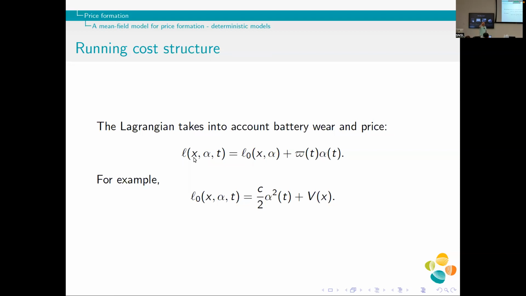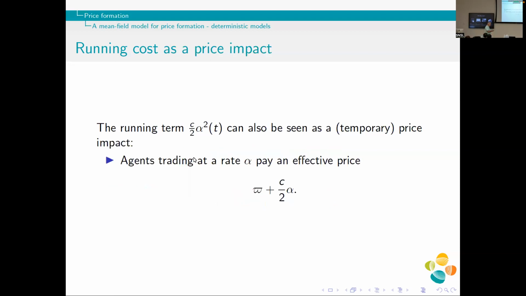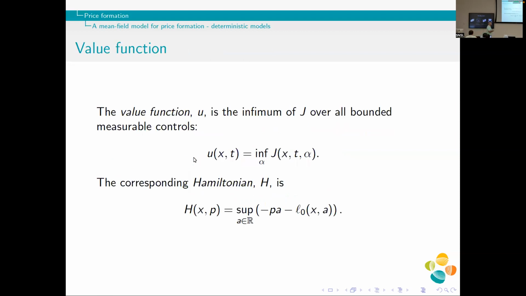what you can imagine is that in fact you are not paying the price var pi, you're paying a price which is a bit higher when you're buying and a bit lower when you are selling. So you can imagine that alpha is some kind of local price impact. You have a price, this price is quoted, but if you buy too much, then you start having price impact. So this is a possible interpretation of these costs.